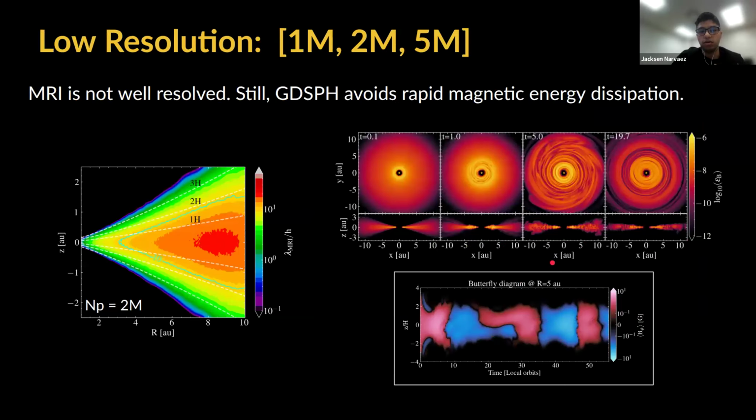Even in low resolution simulations, we ran a set of 1, 2, and 5 million particle simulations. And well, we cannot resolve MRI properly there. We only have about 10 smoothing lengths per wavelength. So we are not resolving MRI properly, but at least the magnetic energy is not being dissipated as in the case of standard SPH. So as I mentioned, we didn't solve MRI properly in that case, so the butterfly diagram is not that clear, but the magnetic energy is not being dissipated.